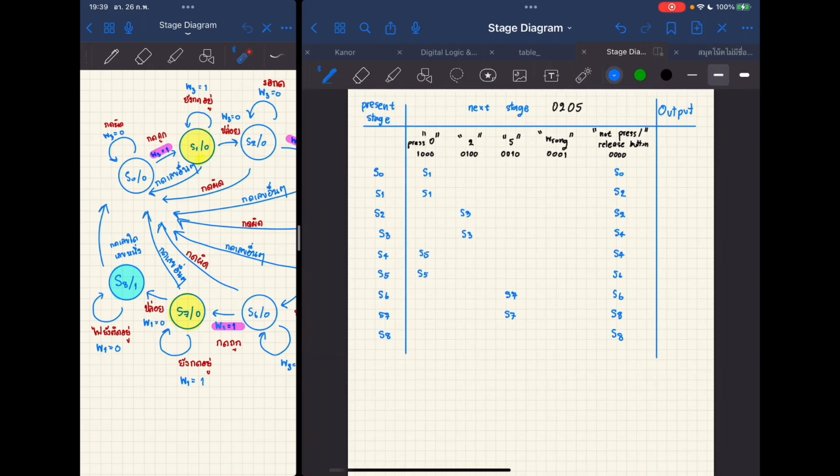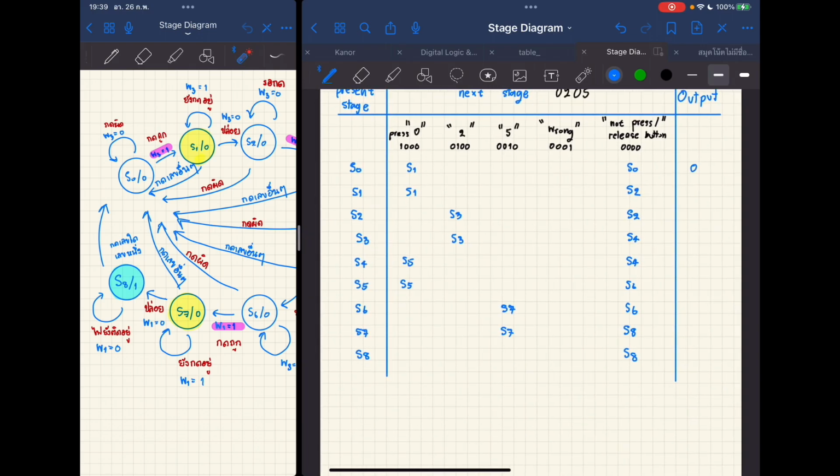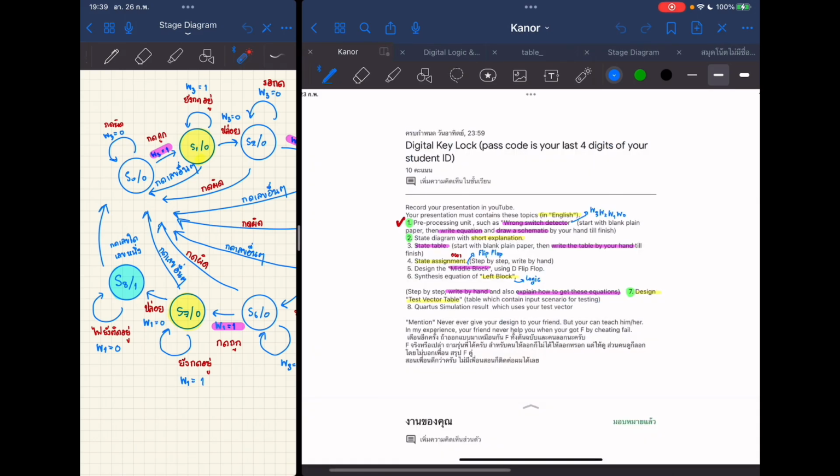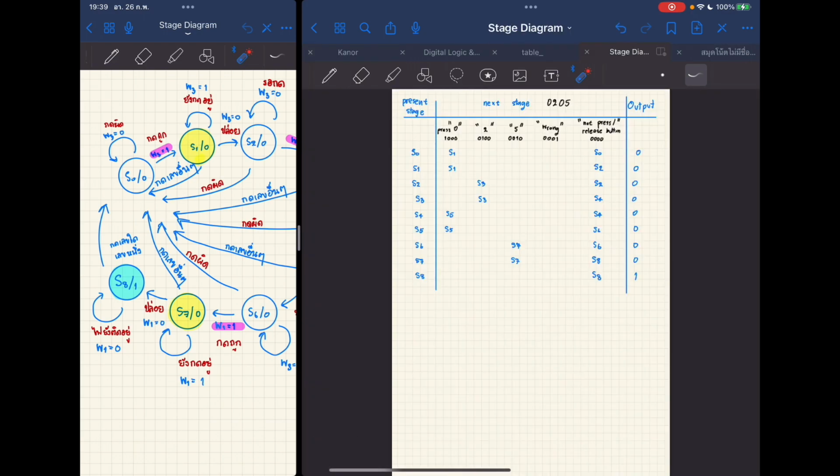And the output is going to be 0 until 1 on stage 8. And then we're going to write the stage assignment, so change it into numbers.